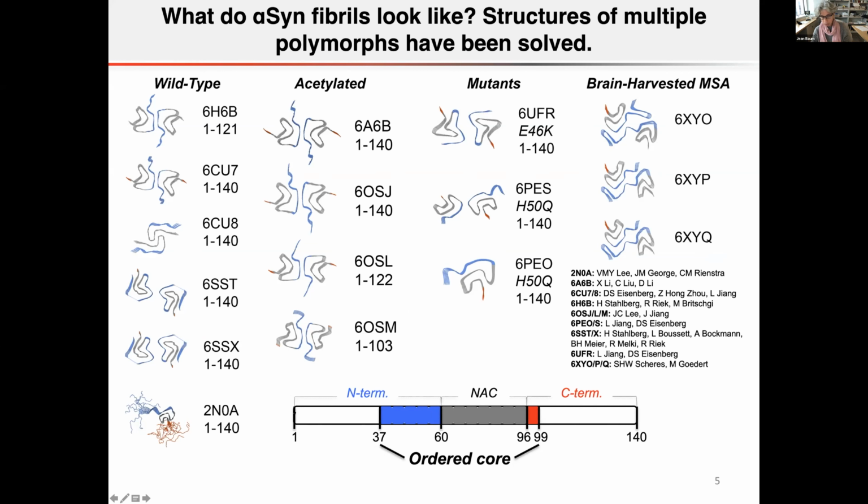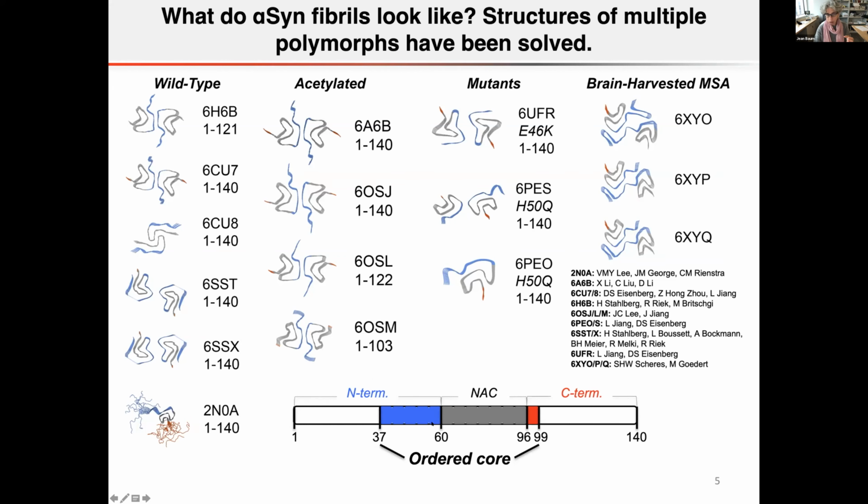Alpha-synuclein is a 140 amino acid residue protein, going from 1 to 140. And the ordered regions depicted in these cryo-EM structures are encapsulated by residues roughly 37 to 99. Now, alpha-synuclein is typically divided into 3 sections. We talk about the N-terminus, which I've depicted in blue, the NAC, which I'm depicting in gray, and the C-terminus in red. The C-terminus goes from about 96 to 140, the NAC, which is really the central core of the fibril, 60 to 96, and the N-terminus 1 to 60.